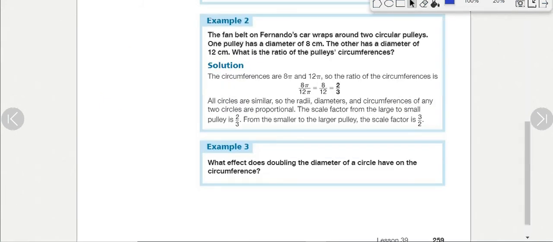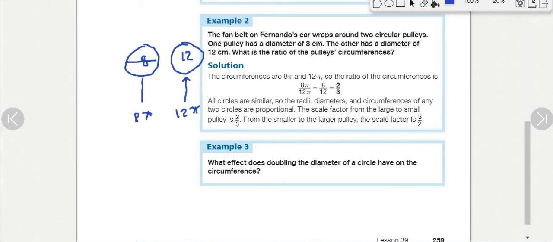A fan belt on a car wraps around 2 circular pulleys. One pulley has a diameter of 8 centimeters. I like to draw these always. The other has a diameter of 12. What's the ratio of the pulley circumferences? In this case, it's going to be 12 pi, and in this case, it's 8. So 8 pi over 12 pi, in that order because they gave us that order in the problem, 8 before 12.